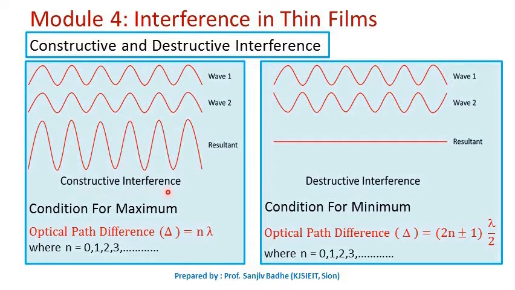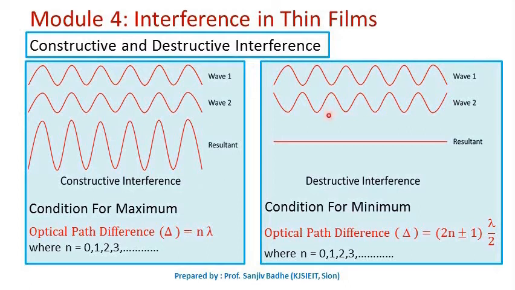This is called constructive interference, and constructive interference occurs when the two waves meet each other in phase, and that will happen when the optical path difference between the two waves is an integral multiple of the wavelength of the wave. So when the optical path difference is equal to n lambda, where n is equal to 0, 1, 2, 3 and so on, then constructive interference will be obtained and we will get the bright region. So constructive interference means maximum is produced. That region will correspond to more intensity.